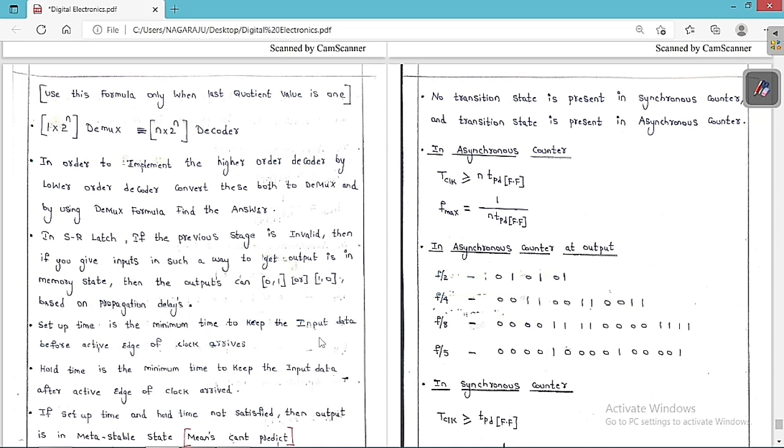Setup time is the minimum time to keep the input data before the active edge of clock arrives, and hold time is the minimum time to keep the input data after the active edge of the clock arrives. So before the clock arrives means setup time, after the clock arrives means hold time. So for this much amount of time, input should always be kept at the circuit. Therefore, this is the meaning of setup time and hold time: setup time is the minimum time to keep the input data before the active edge of clock arrives, and hold time is the minimum time to keep the input data after the active edge of clock arrives.